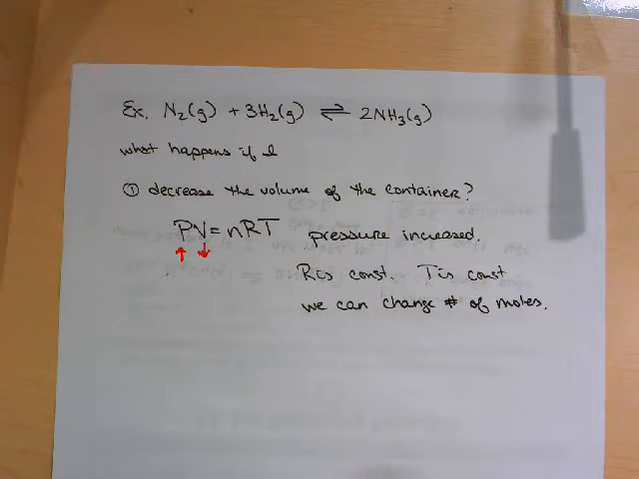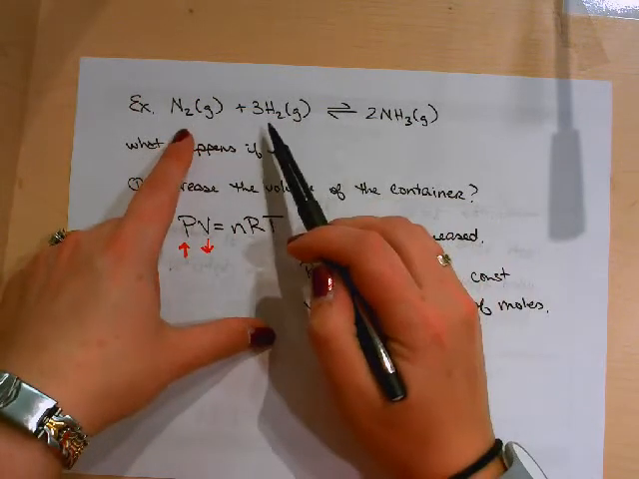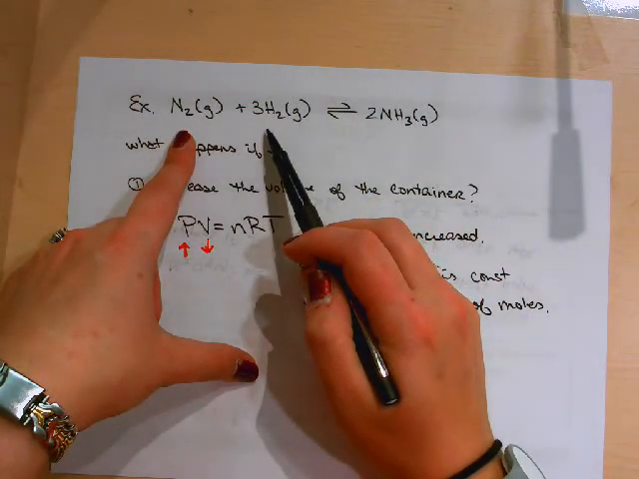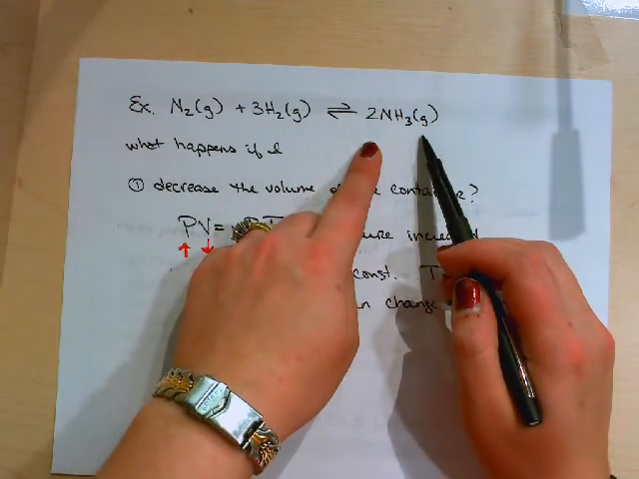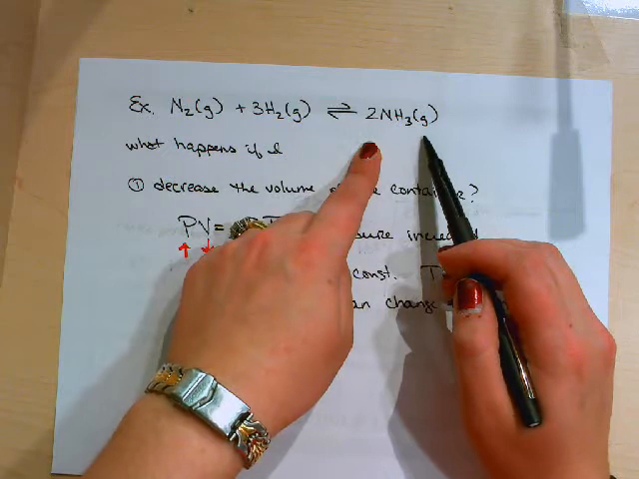So do I want more moles or less moles to have less pressure? Less, right? Less moles, less pressure, because they're on the opposite side of the equal sign. How many moles are reactants? How many moles are products? Which side should I be on then? I want to be on the product side, right? There's less moles.